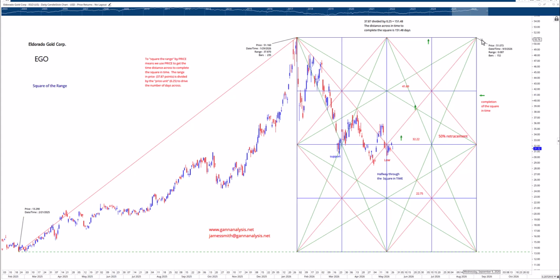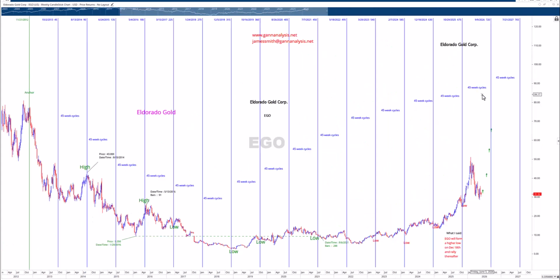Let's say it's super overbought going into September, and you're looking at this chart and saying, hey, is this a high? I don't know that it'll get this high. It may even go higher. It may be here. We don't know. But we do know that if it rallies to some overbought position into early September, we have two reasons to suspect a high, because this cycle, completion of the square is a cycle, and the 45-week cycle is coming due around the same time. So keep that in mind.